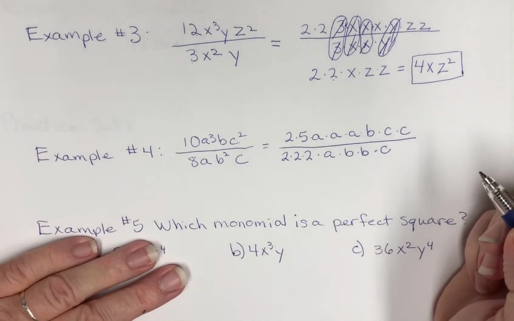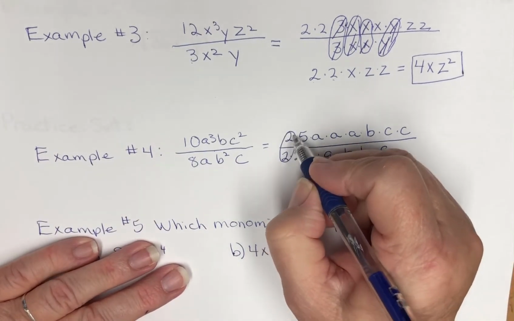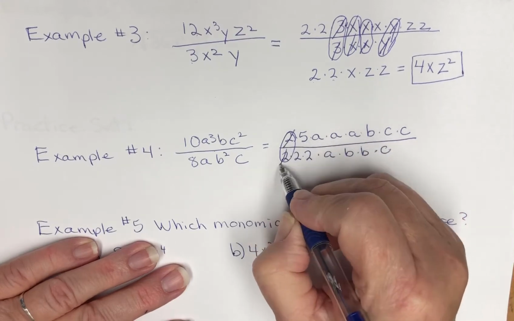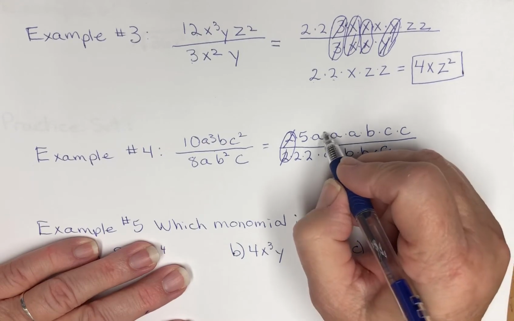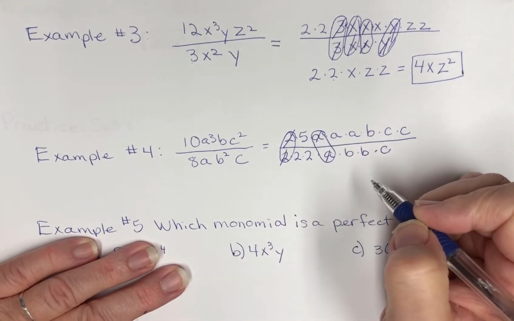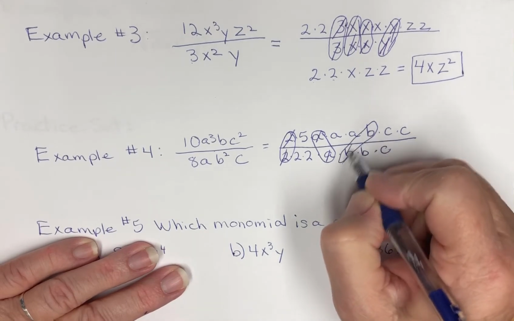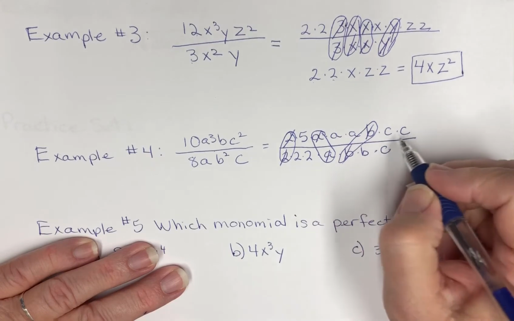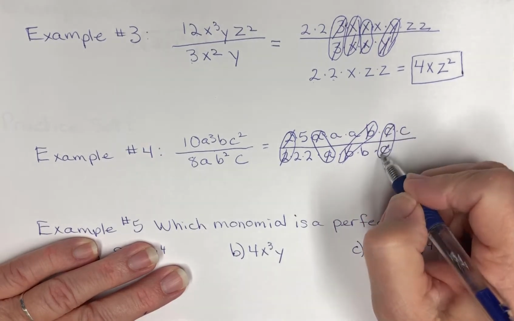So now I'm going to look for matching things that can cancel out. So here's 2 2's, so they cancel. The 5 and the 2 no longer cancel. Here's an a and an a, so they can cancel. Here's a b and a b, so that cancels. And then there's a c and a c, and that cancels.